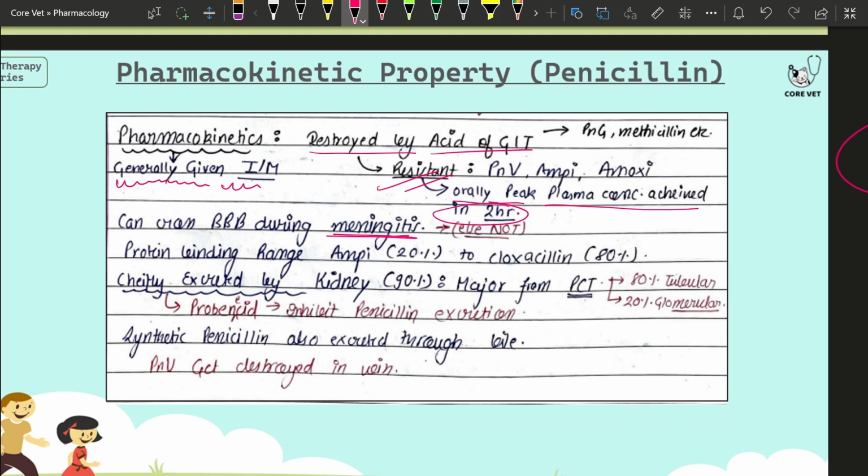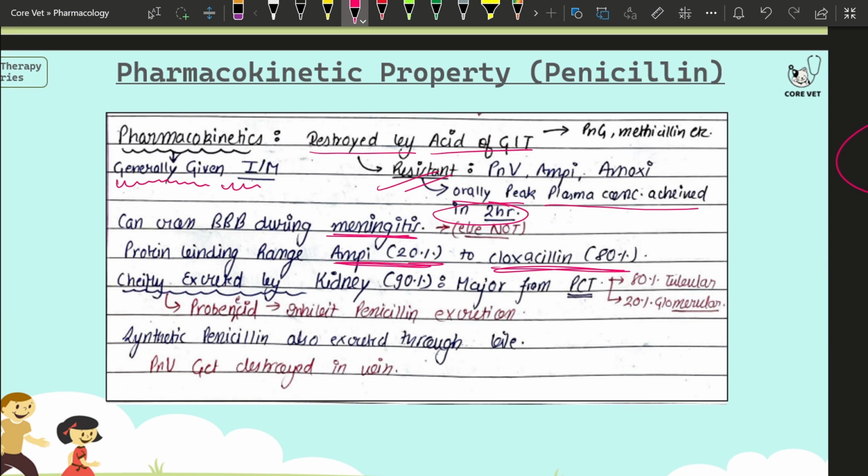So that's an important point. Penicillin can cross the blood brain barrier, but under a certain condition: there should be meningitis. Now, if we talk about the plasma protein binding affinity of the penicillin class, ampicillin is about 20% and cloxacillin shows about 80%.